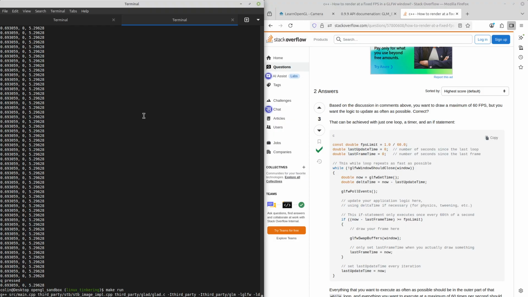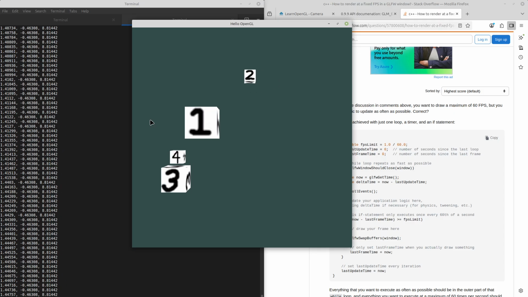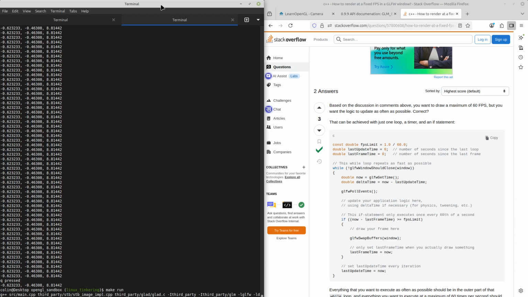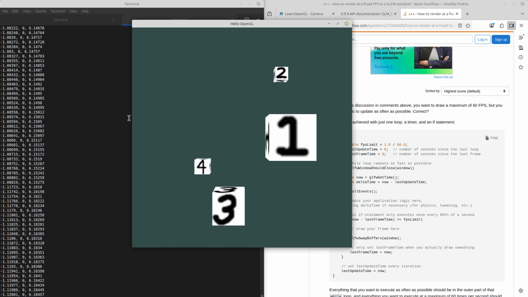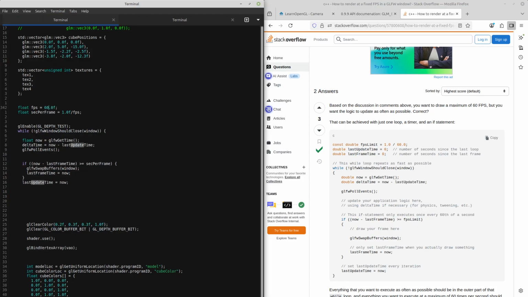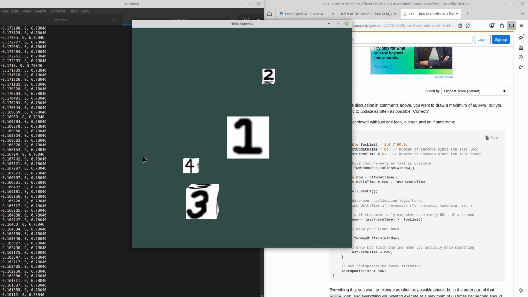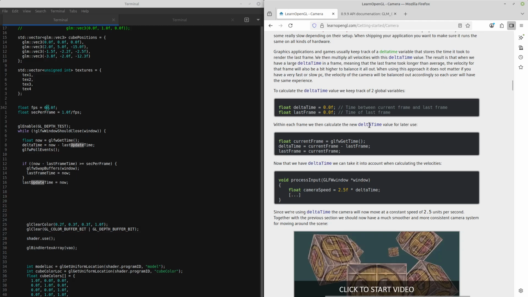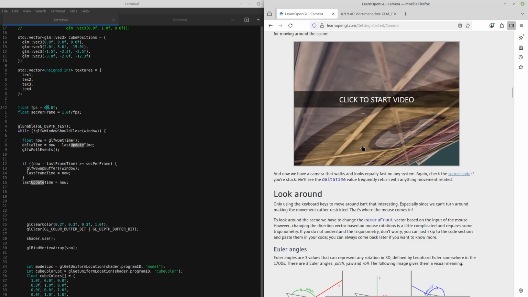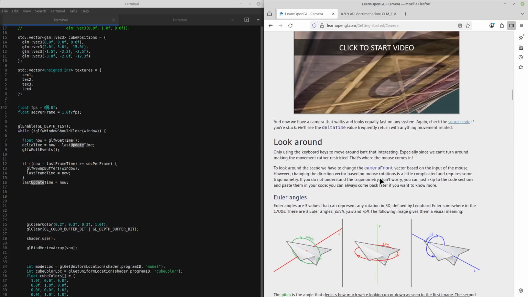Either way, this now works. And there's no weirdness. It's just a super slow frame rate. Cool. Dope as hell. Yes, we can move around the scene. Awesome. And now the next step after this will be apparently digging into this math of how mouse movement works.